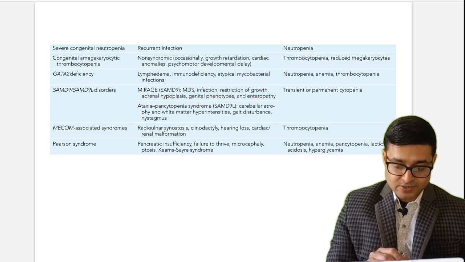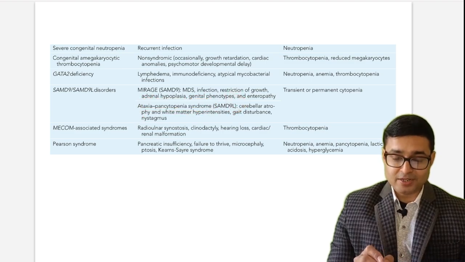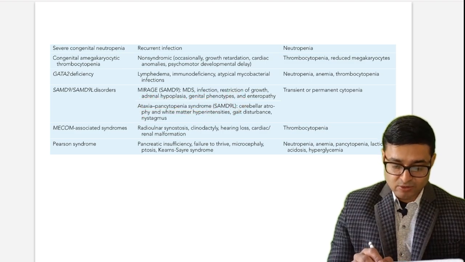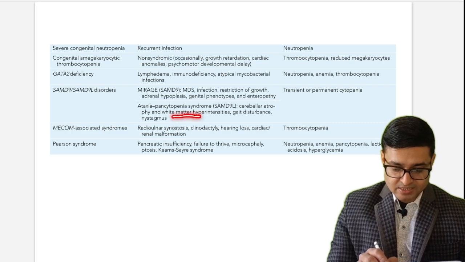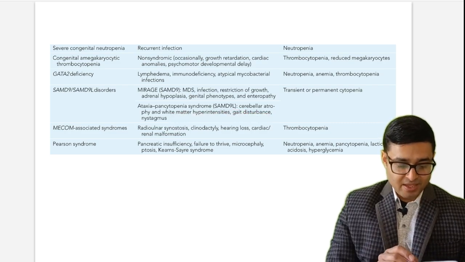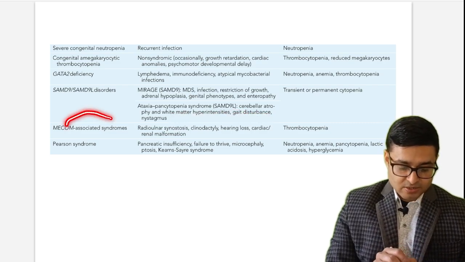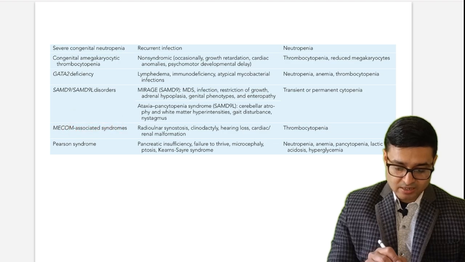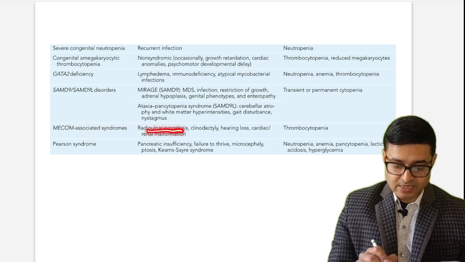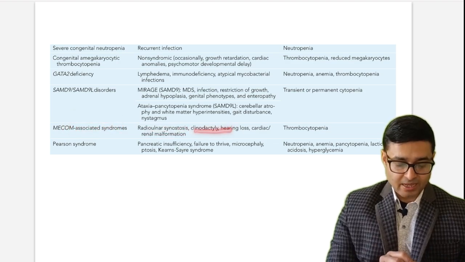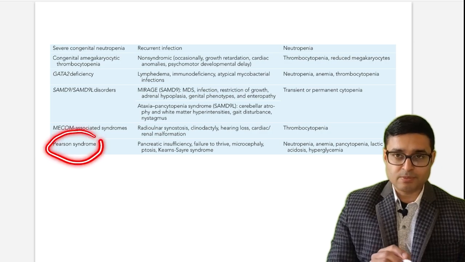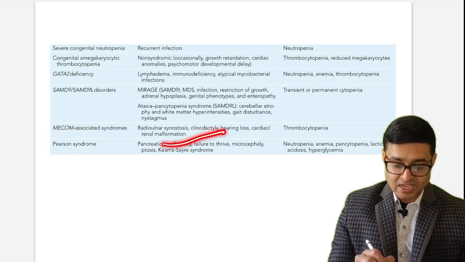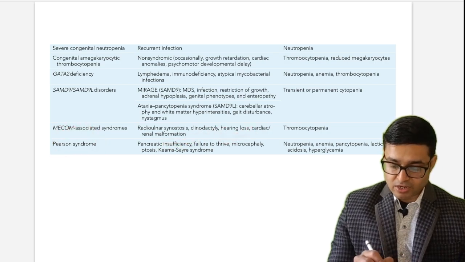Ataxia pancytopenia syndrome is SAMD9L. The L is important; this has again been asked. Cerebellar atrophy, white matter hyperintensity, gait disturbances. Then there are MECOM-associated disorders, which include radioulnar synostosis and clinodactyly, and Pearson syndrome, with pancreatic insufficiency, failure to thrive, and microcephaly.